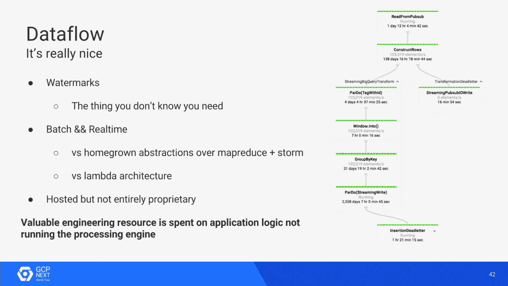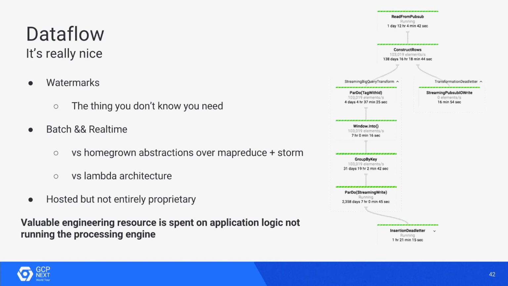And we've attempted this ourselves. We used homegrown abstractions over MapReduce, using Storm as well, which served us well for many years. But in that case, we actually had to keep the machines up and running and things like that. We also started using Lambda architectures, which gets you there to a certain extent. But Dataflow wraps up all the horrible edges for trying to run streaming pipelines for you. And the fact that it is hosted but entirely proprietary.